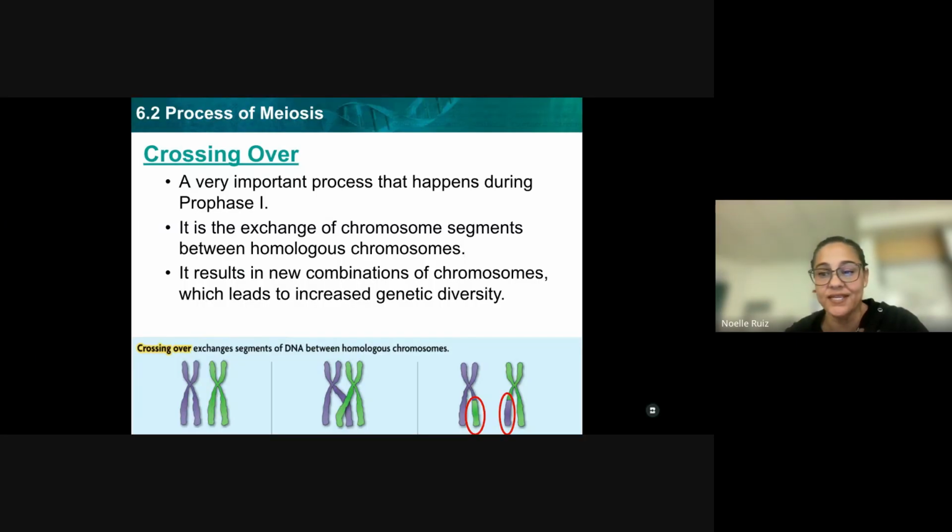So, all that's to say, it mixes up your parents' genes before they get passed on to you, or it'll mix up your genes before they get passed on to your children.